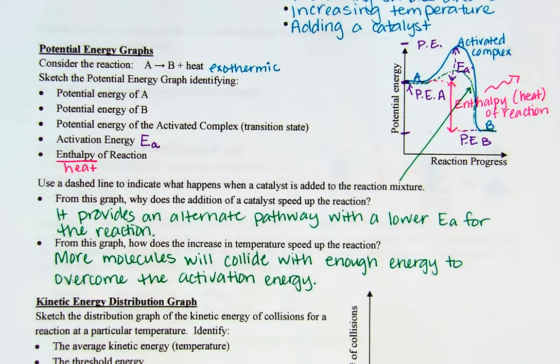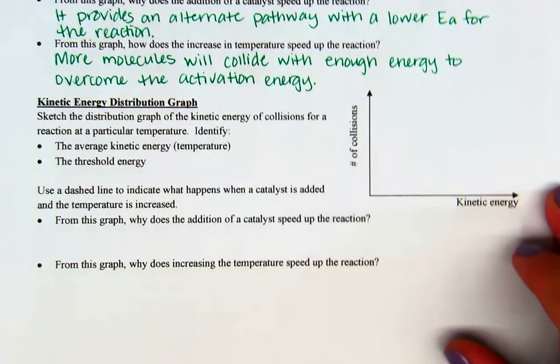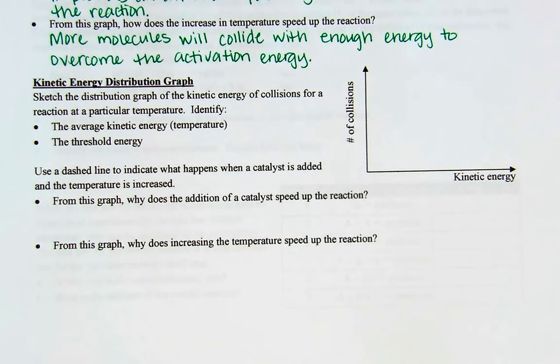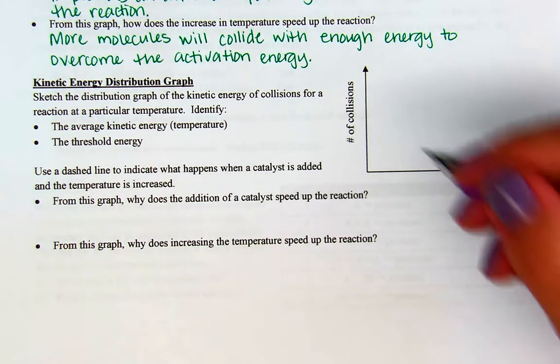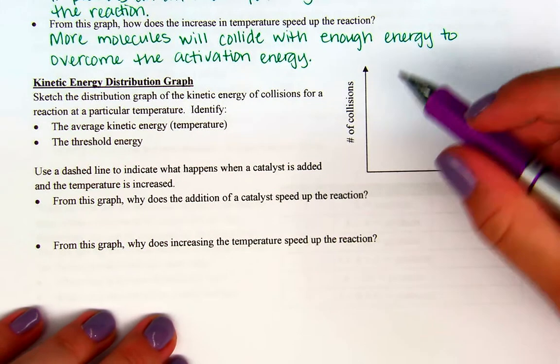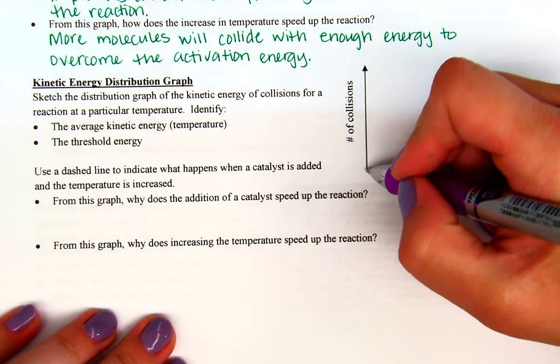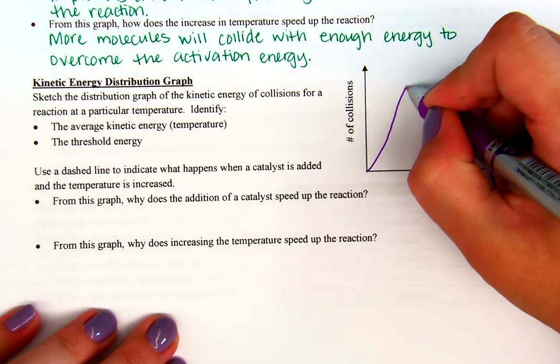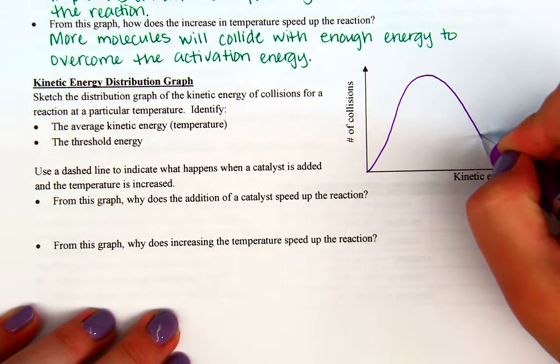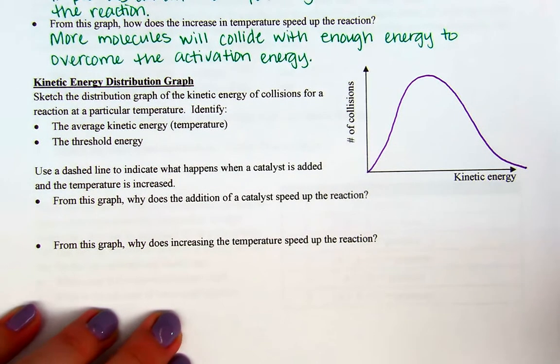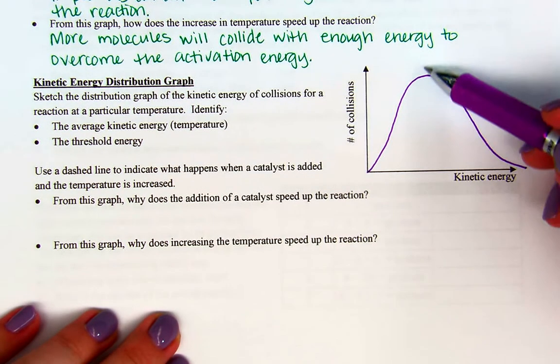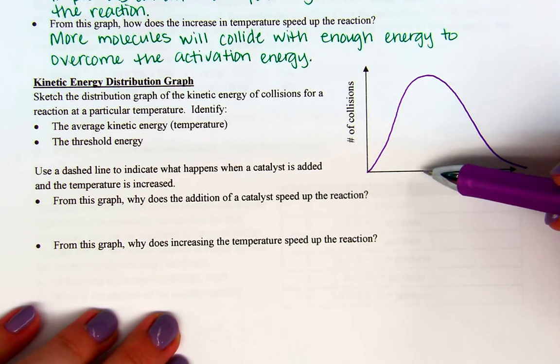Okay. All right, so now let's look at a different kind of graph, the kinetic energy distribution graph. We're going to sketch the distribution graph of kinetic energy of collisions for a reaction at some particular temperature. So this looks kind of like a skewed bell curve. So you're going to go up, and then it kind of spreads out like that. Okay, so your average is going to be here. It's going to be skewed more to the left.